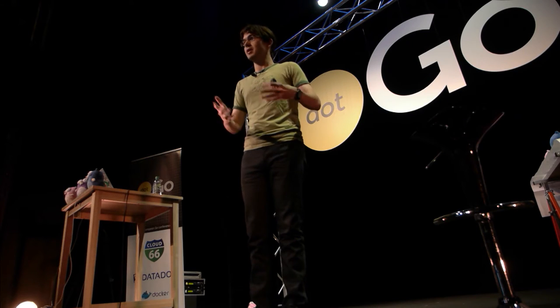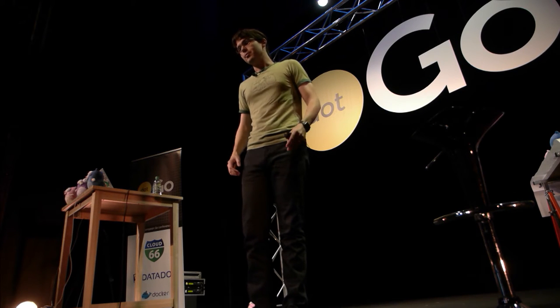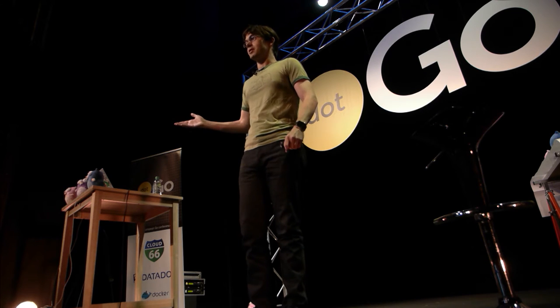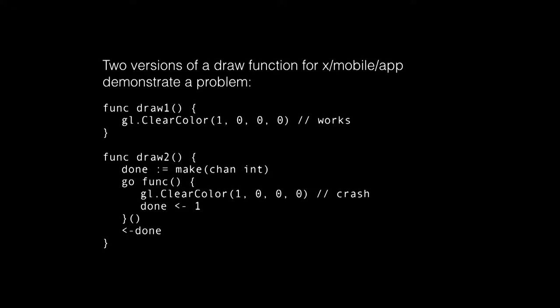And these two functions should be equivalent, according to Go, the way we know Go, the way we use Go. If you read the Go specification, if you read Effective Go, you can do either of these things. The second one is kind of contrived, but it's the same thing. The first one calls GL clear color with some parameters, waits for it to return, and then exits. Draw 2 starts a Go routine, which calls GL clear color in the same way, and it waits for that Go routine to have completed calling GL clear color and returns. They should both work, except the second one doesn't. It crashes. So something strange has gone on.